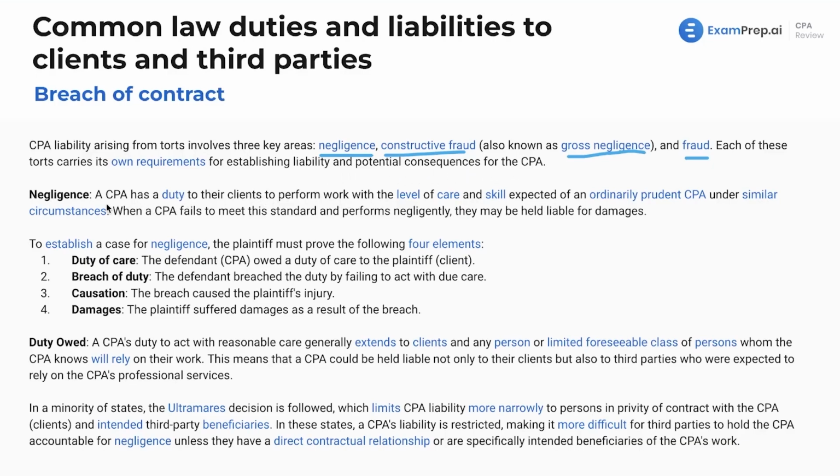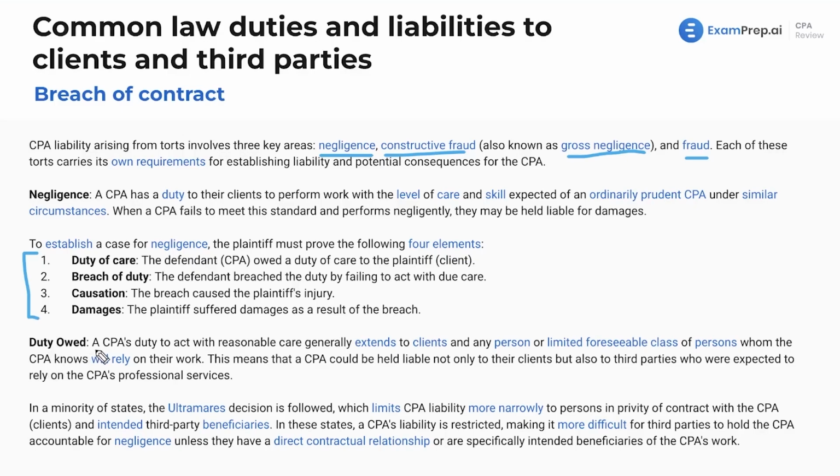A CPA has a duty to their clients to perform work with a level of care and skill expected of an ordinary prudent CPA under similar circumstances. Now, when a CPA fails to meet the standard and performs negligently, they may be held liable for damages. We've got the four elements here again. Make sure you memorize these. These are brought up again because they're important.